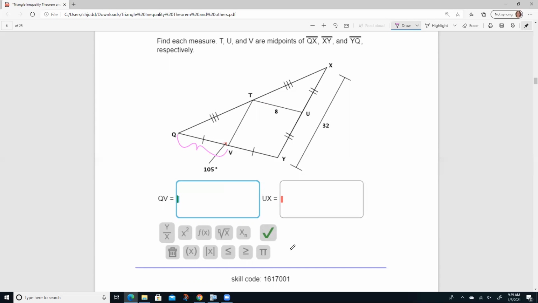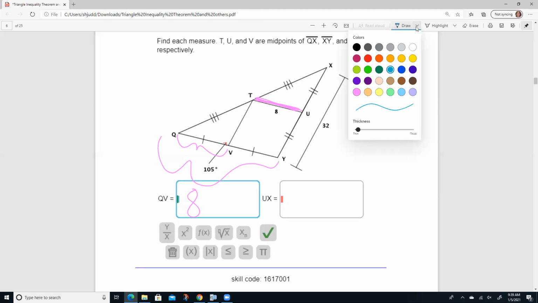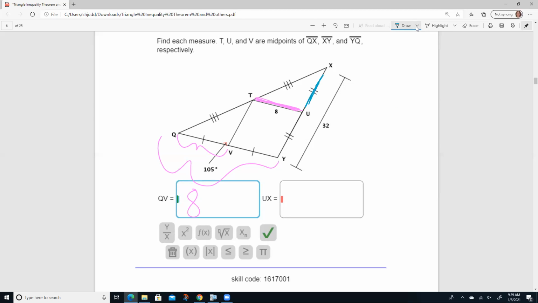Hey, I see this. TU is 8. Which means I know that this whole thing would be 8 times 2, but I don't even have to multiply it by 2 because I'm still just dealing with half. So I just know it's 8. Cool. Then it says I want to find UX. Well, U and X is right here. Okay, well, I know this whole thing is 32, and I know it's been cut in half. So we'll take 32, divide by 2, and get 16.